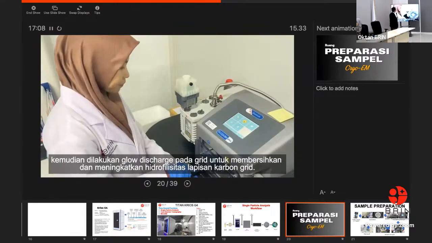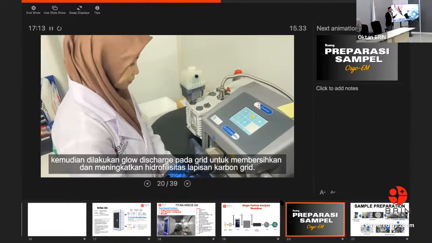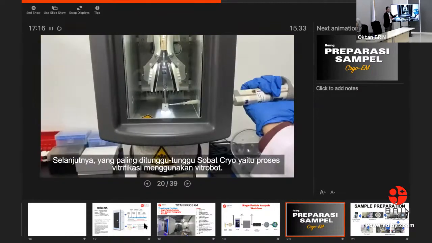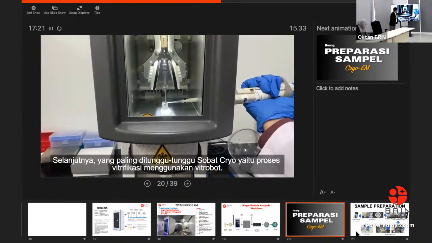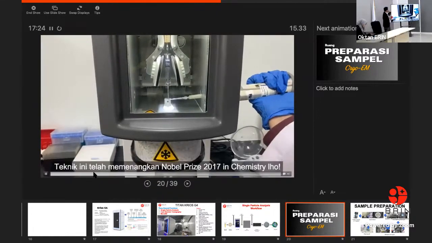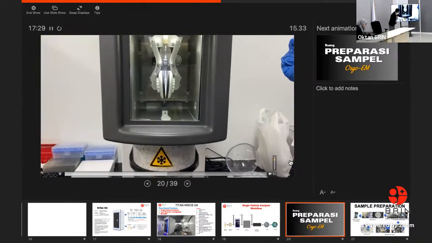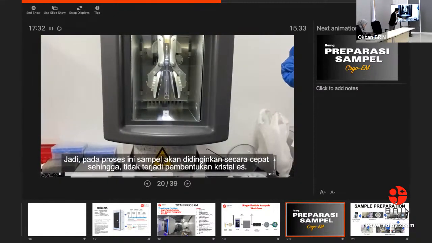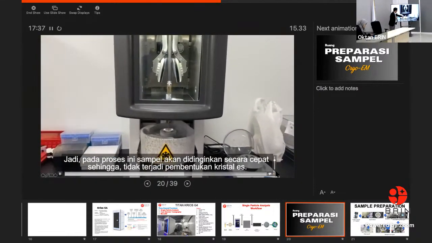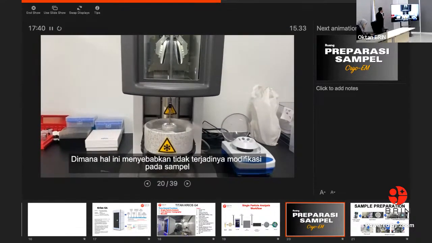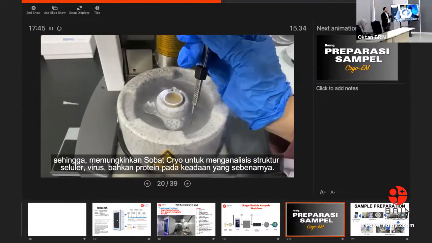Ya, ini adalah penyiapan untuk, nah ini glow discharge. Jadi grid, so the grid is in the glow discharge to make the grid surface hydrophilic. And then this is the important step, how we put the sample onto the grid. And the grid directly enters liquid ethane. This is the freezing, but the sample will not form crystallization, just an amorphous condition.